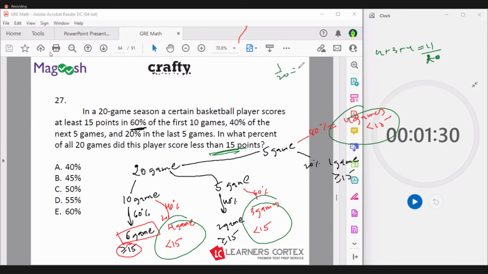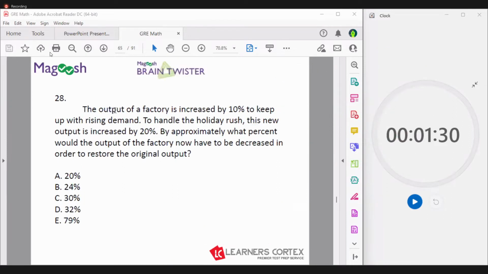Now 1 upon 20 is 5%. So 11 upon 20 is 55%. So that would be the answer. Okay. Anyone who has not understood this part? Okay, good. Next question we have, the output of a factory is increased by 10% to keep up.